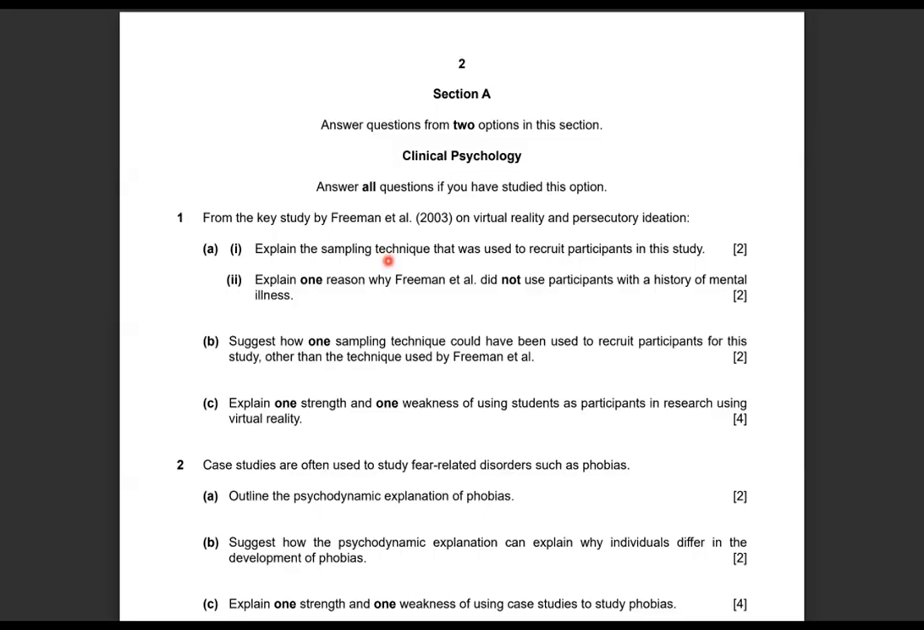So: explain the sampling technique that was used to recruit the participants. It's for 2 marks. So if you just state the sampling technique, which is volunteer sample, you will only get 1 out of 2.